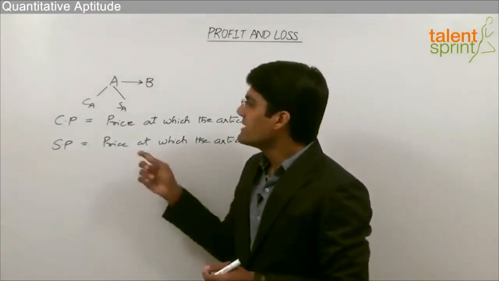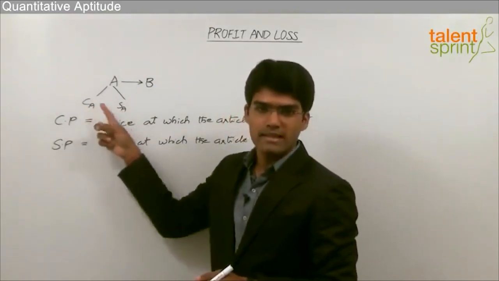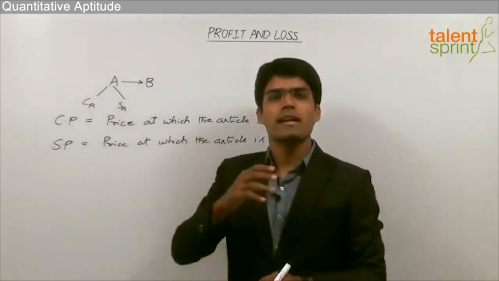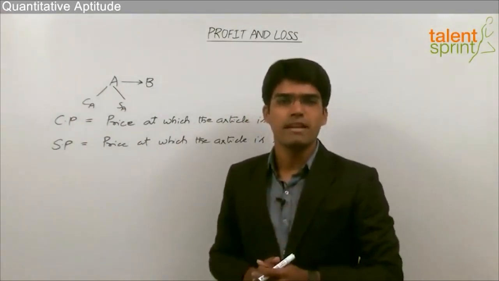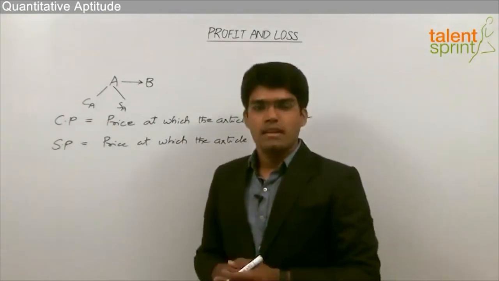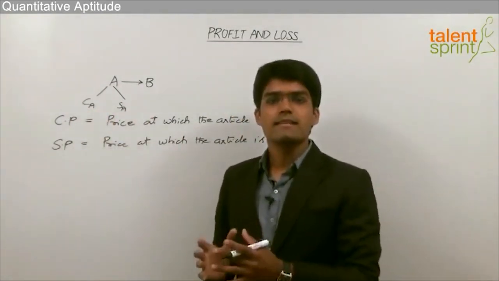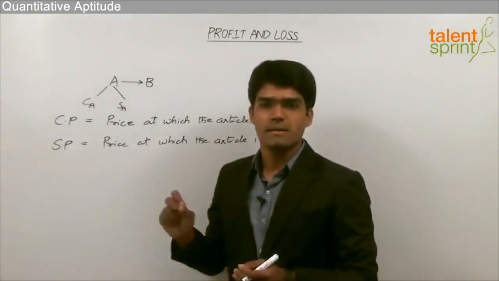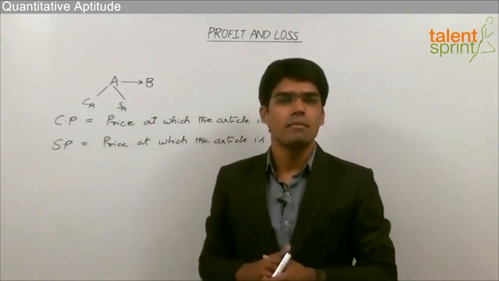For example, let's say that the selling price of the article is higher than the cost price. In that case, A has bought the article at some value and sold it at a higher value. So the difference of these two values is the gain made by A, which is called profit. And in case the cost price is higher than the selling price, the person A makes a loss. Why? Because he has bought an article at some value and sold it at a lesser value. So the difference here is the loss made by A.